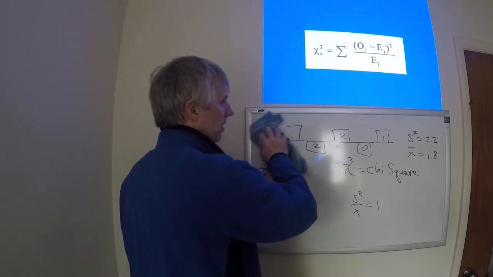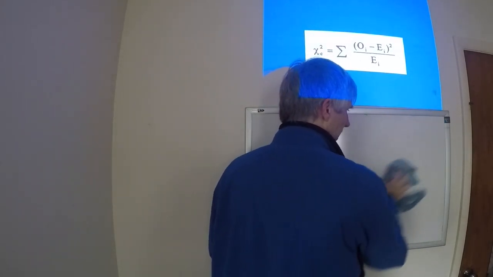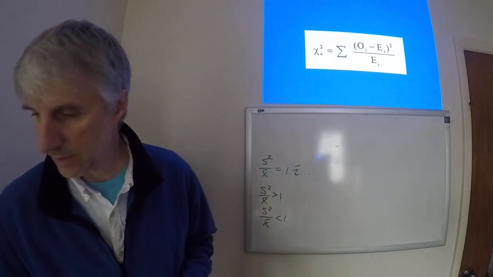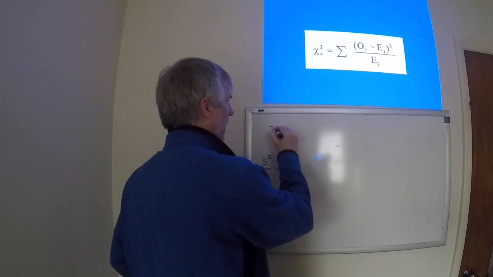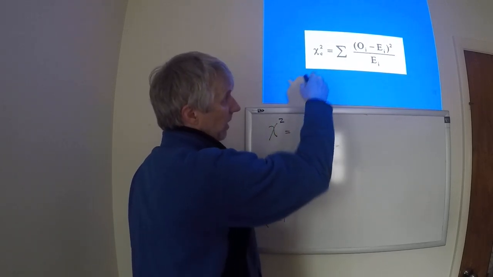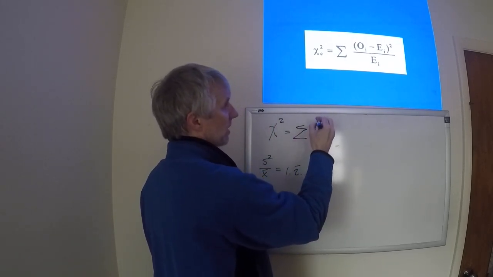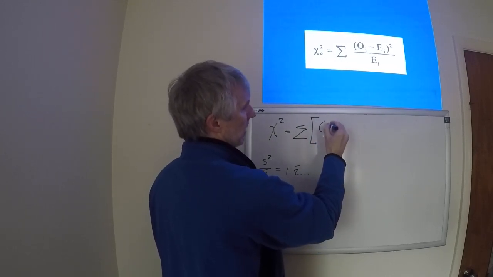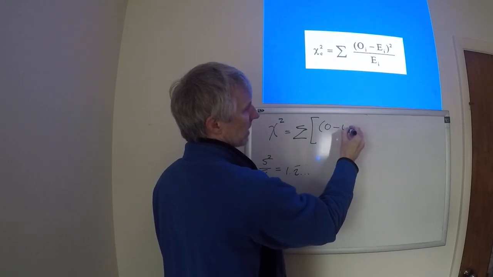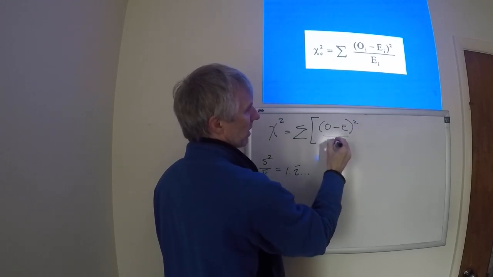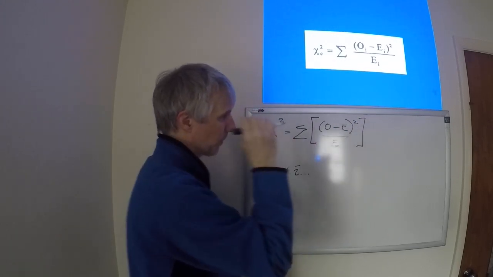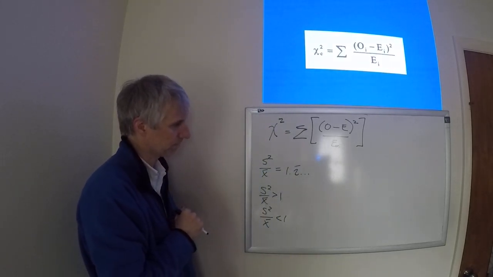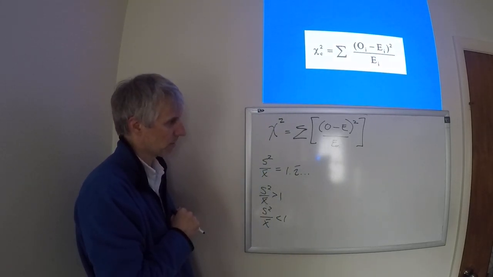We don't need this anymore, but we will need the chi-square calculation itself. I have this up here. It's the sum of the observed minus expected squared over expected. Okay?